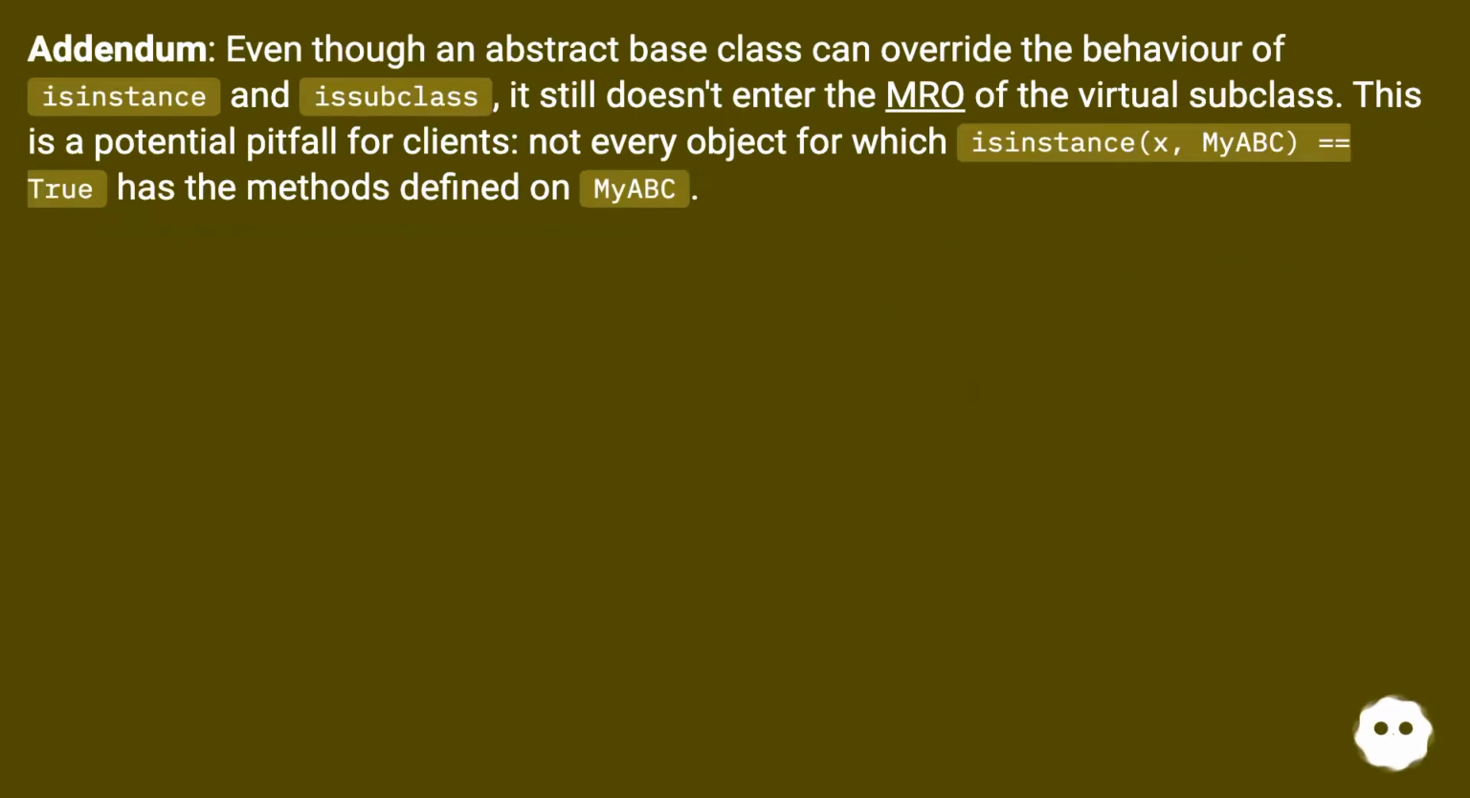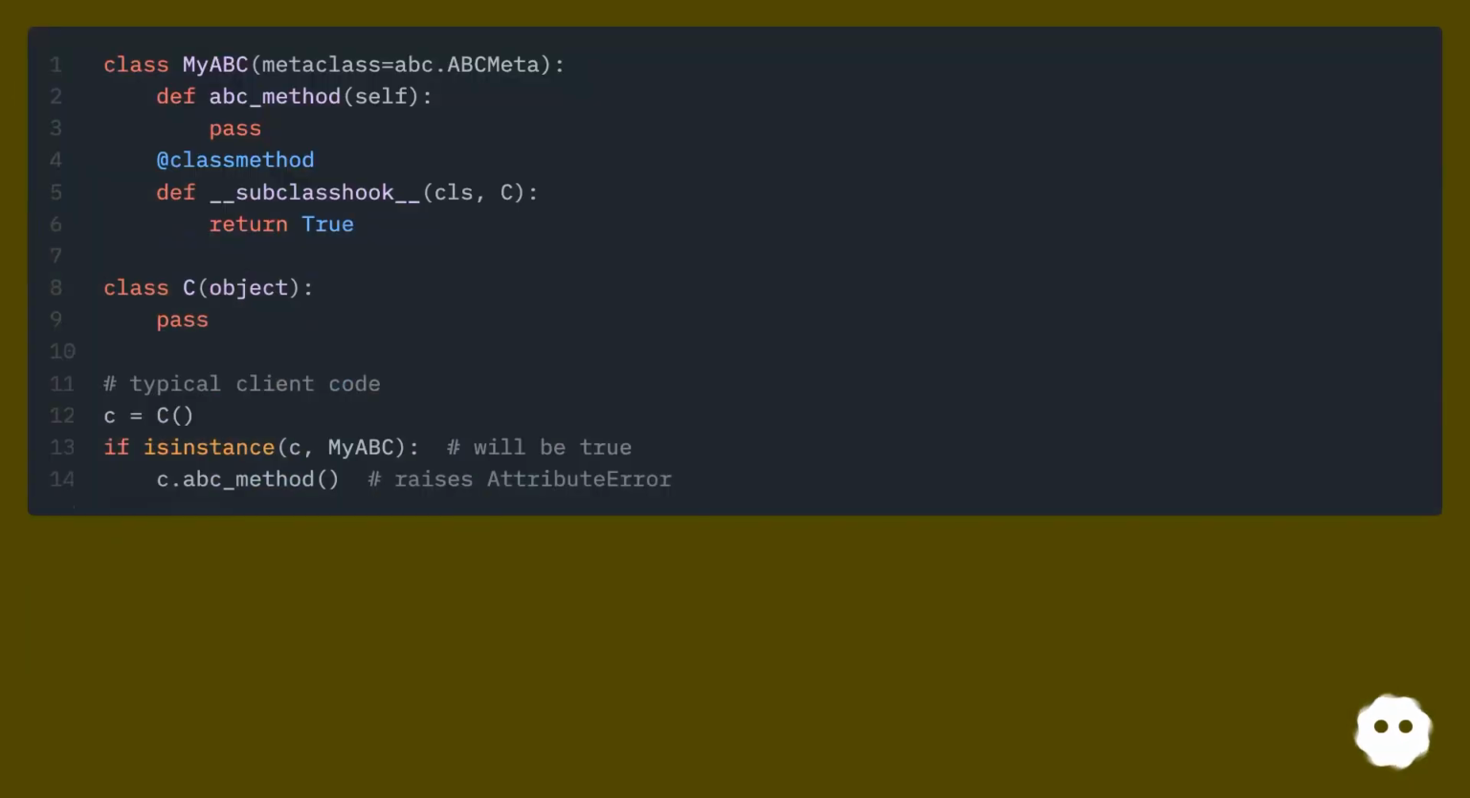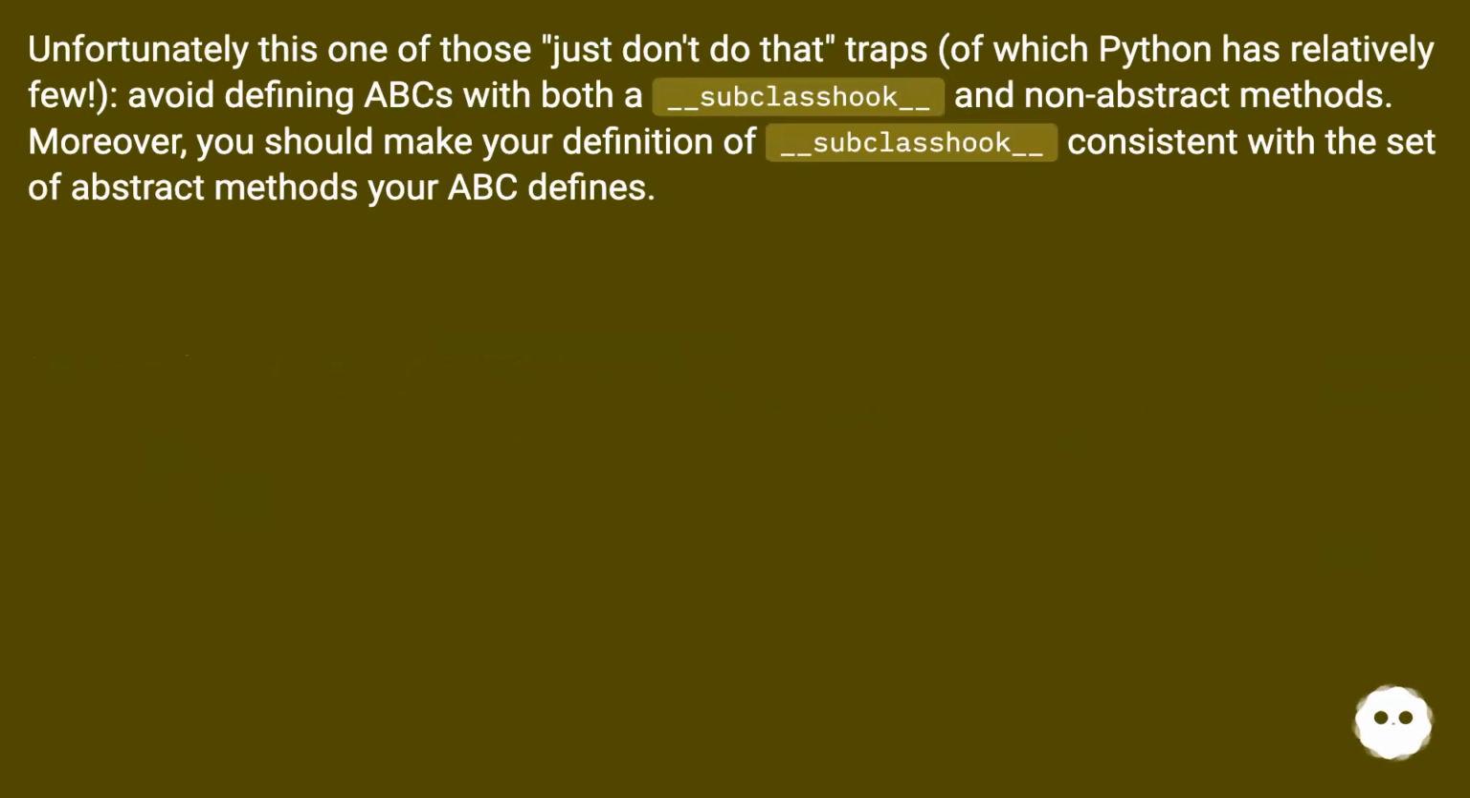Addendum: even though an abstract base class can override the behavior of isinstance and issubclass, it still doesn't enter the MRO of the virtual subclass. This is a potential pitfall for clients. Not every object for which isinstance(x, MyABC) == True has the methods defined on MyABC. Unfortunately, this is one of those "just don't do that" traps of which Python has relatively few. Avoid defining ABCs with both a __subclasshook__ and non-abstract methods. Moreover, you should make your definition of __subclasshook__ consistent with the set of abstract methods your ABC defines.